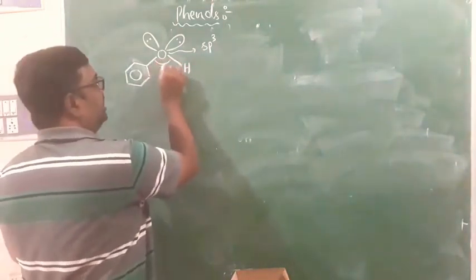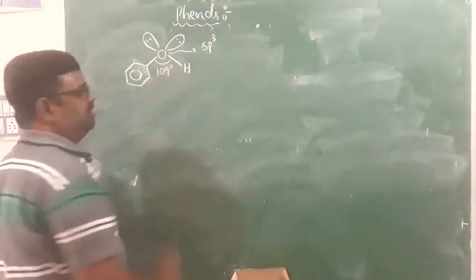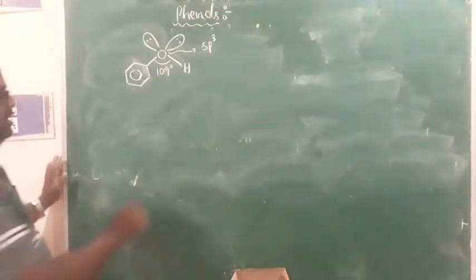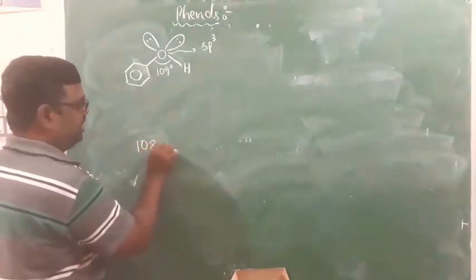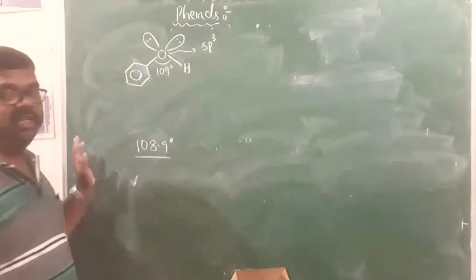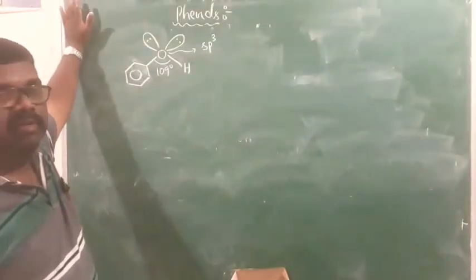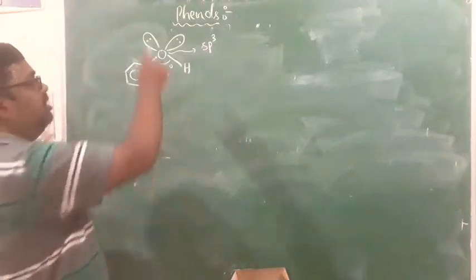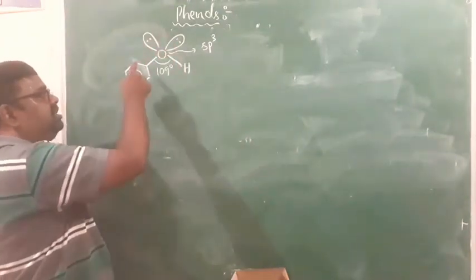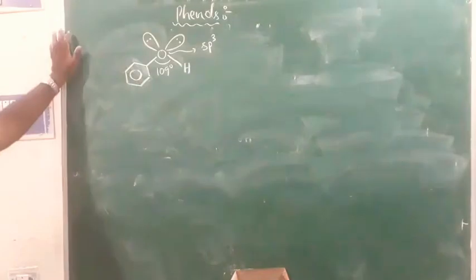Here, the bond angle is 109 degrees, almost similar to that of alcohols. In the case of alcohols, that is methanol, it is 108.9 degrees. But in the case of phenol, it is less than the regular tetrahedral angle, 109 degrees 28 minutes, because lone pair repulsion dominates lone pair bond pair repulsion, right?